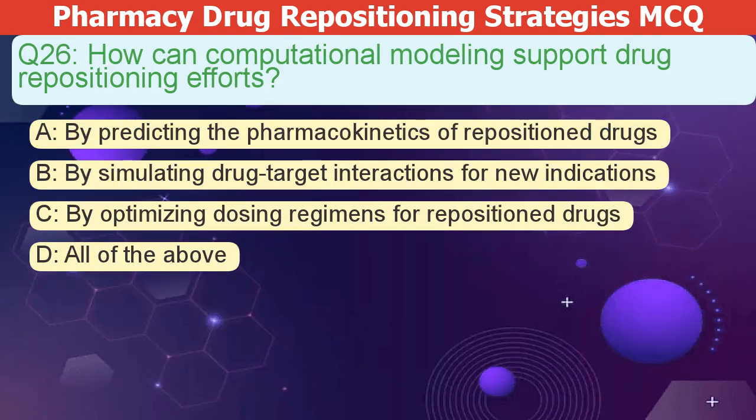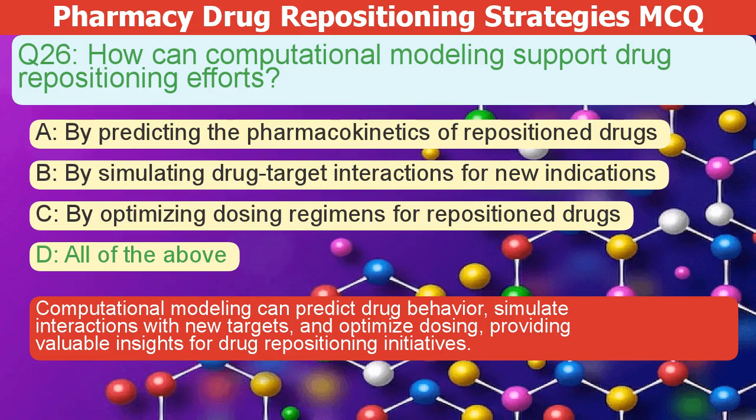How can computational modeling support drug repositioning efforts? A. By predicting the pharmacokinetics of repositioned drugs. B. By simulating drug-target interactions for new indications. C. By optimizing dosing regimens for repositioned drugs. D. All of the above. The correct answer is D.